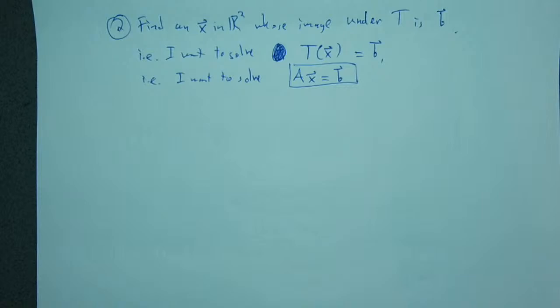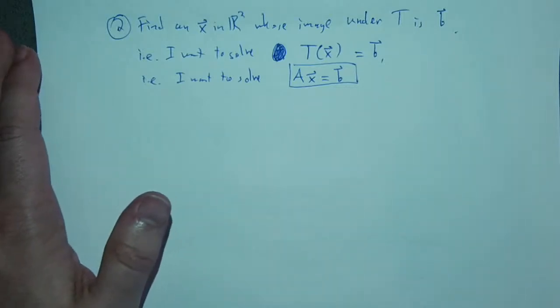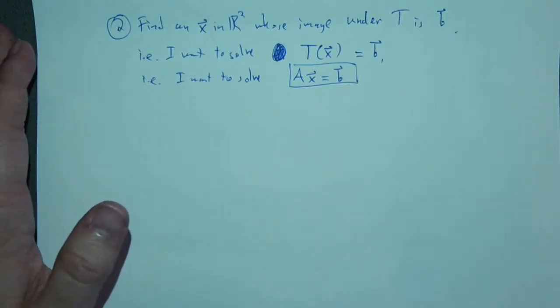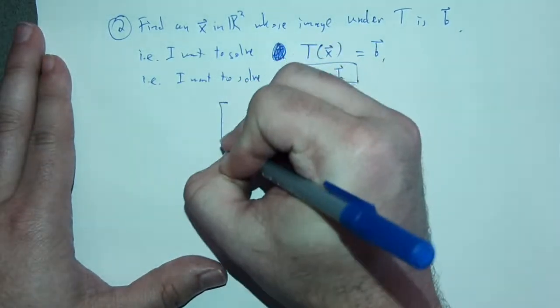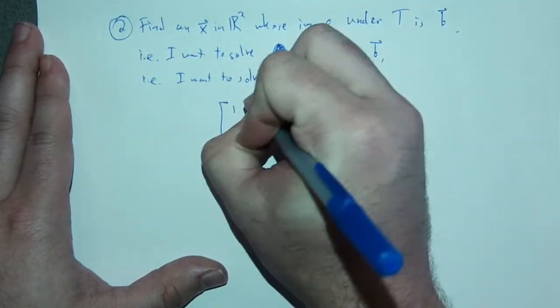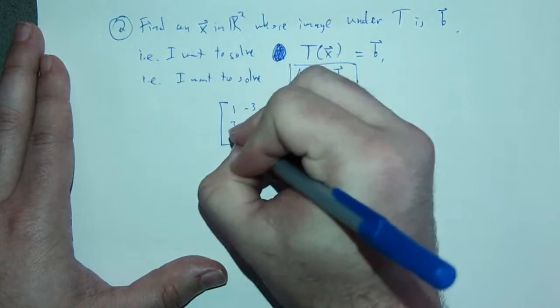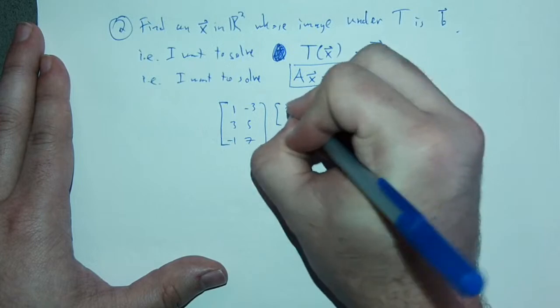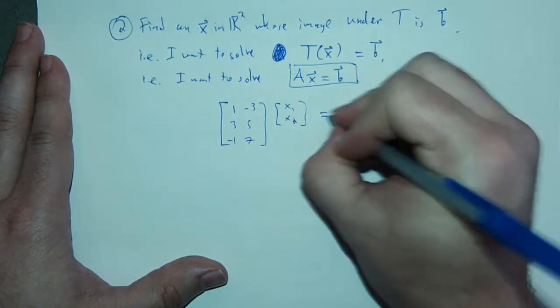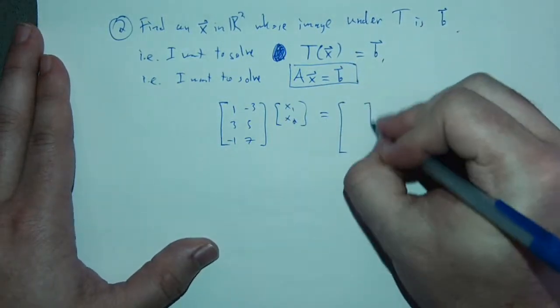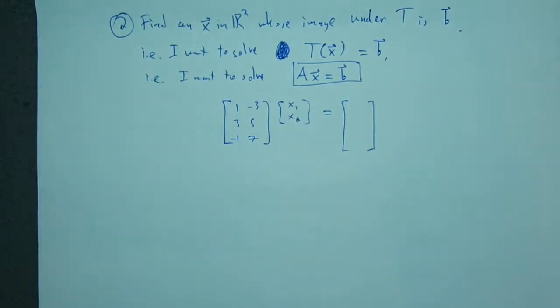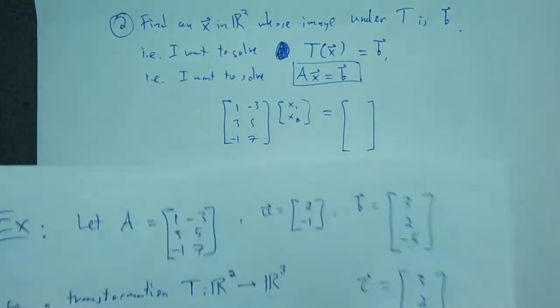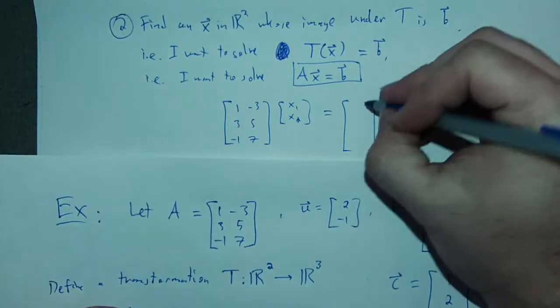But how do I do that, right? So I want to solve Ax equals b. But solving Ax equals b means doing what? Well, I'm just going to write this again. So this is 1, minus 3, 3, 5, minus 1, 7 times a generic vector x sub 1, x sub 2, and that's equal to the vector b. So just to remind you, b here we said is 3, 2, minus 5.